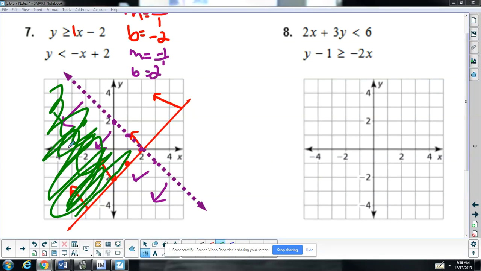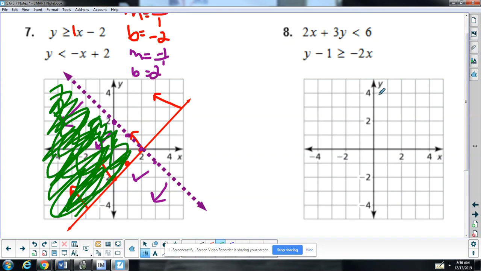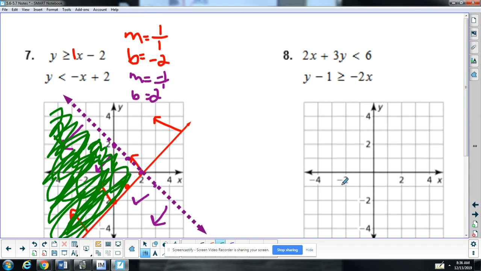Okay, so we just finished that last video shading in this part of our graph because this is where the purple and red arrows were both pointing to. So now let's check number 8 and see how you did on number 8.